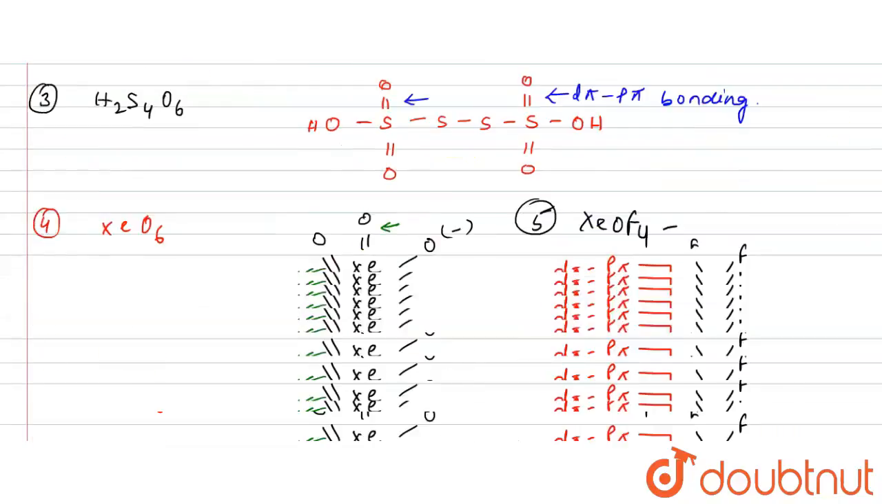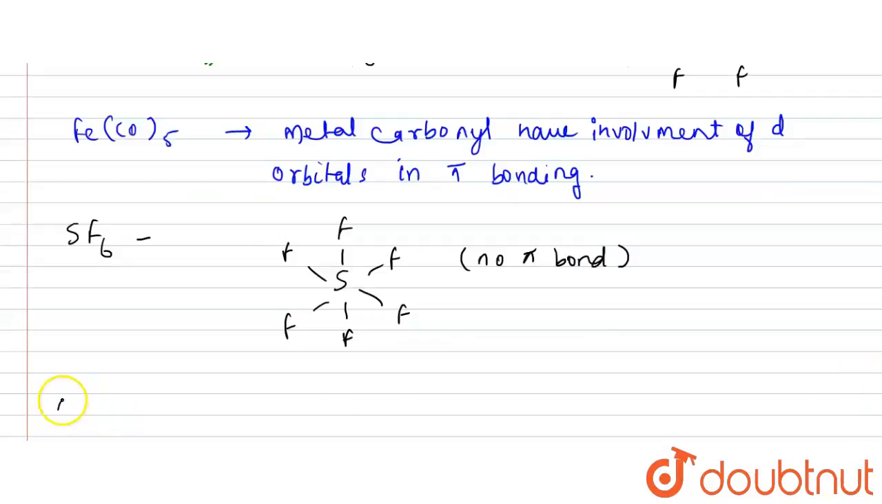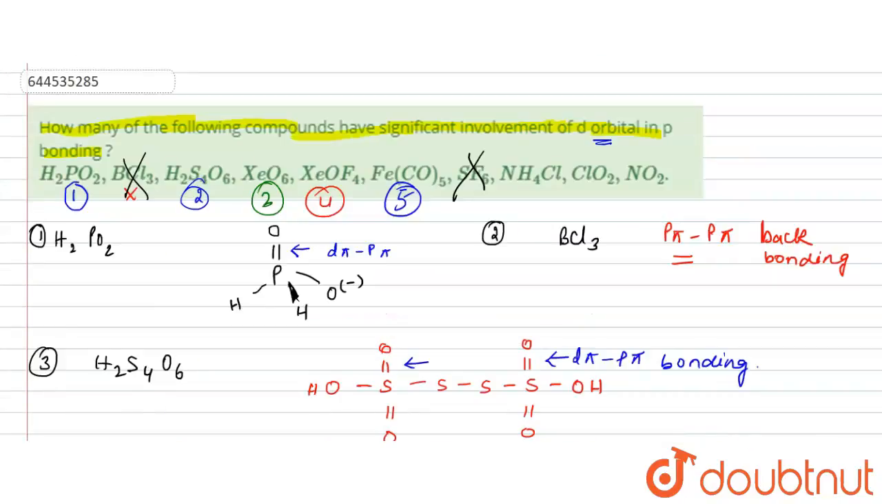Now let's see NH4Cl. We know very well that there are no pi bonds in NH4Cl. So it will also not be counted for d orbitals in pi bonding. So NH4Cl will also not be counted.